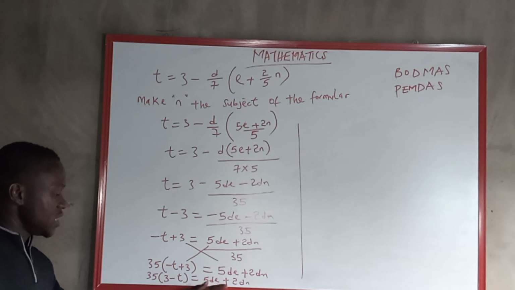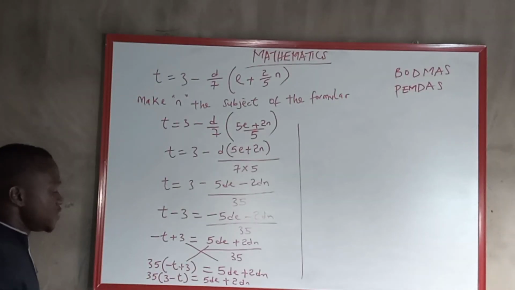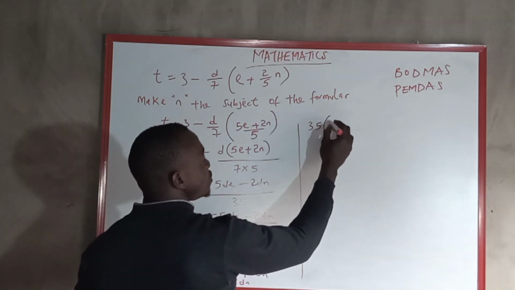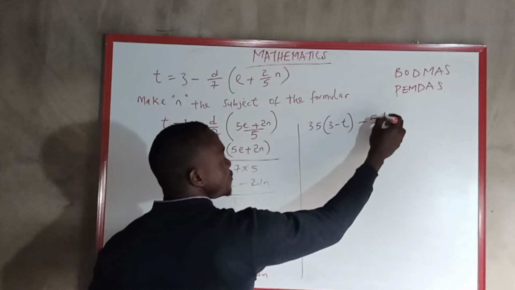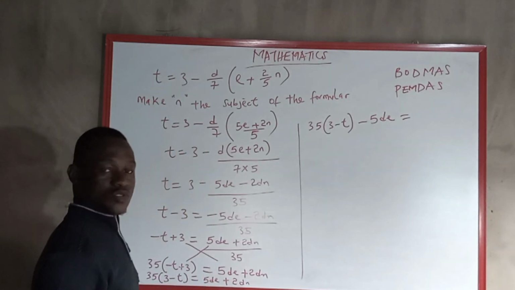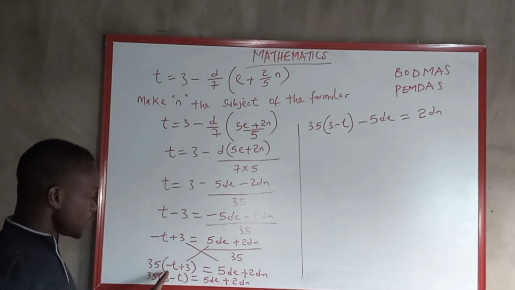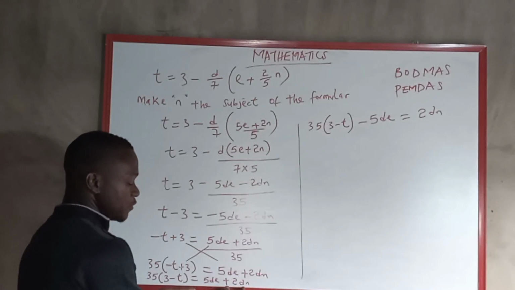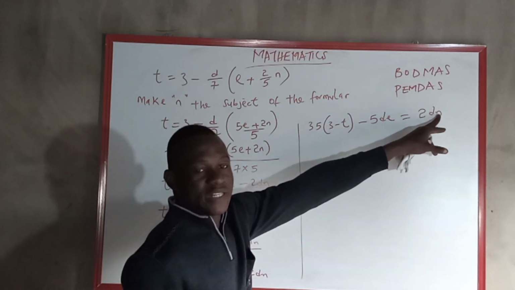That is that. So now I need my n. That means this 5de, I have to remove it from this place. I'll take this 5de down to this place. Remember, it is positive 5de. So when it crosses the equality sign, it becomes what? Negative 5de. So we'll have 35 into 3 minus t, then when this 5de crosses, it becomes minus 5de. Then we are left with what? 2dn. If this 5de leaves this place, we are left with 2dn. So we need our n to remain here as subject of the formula.